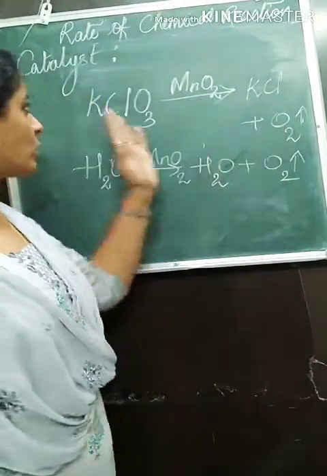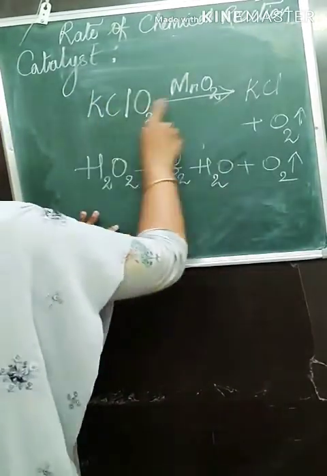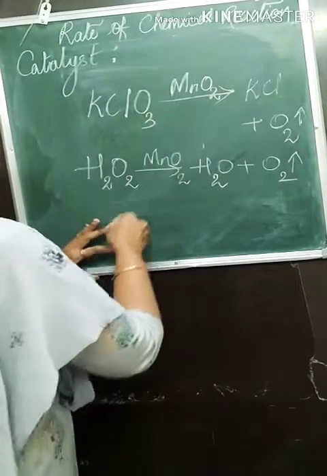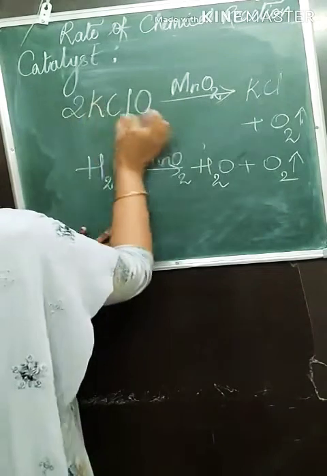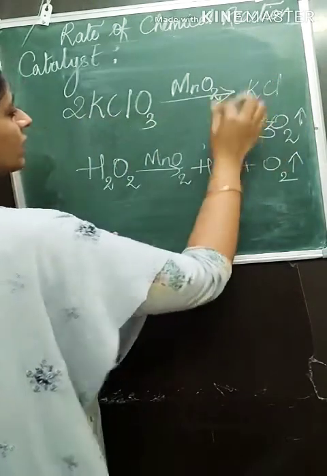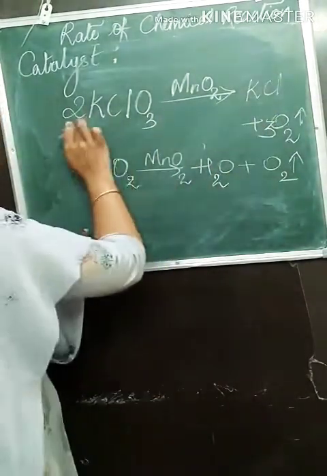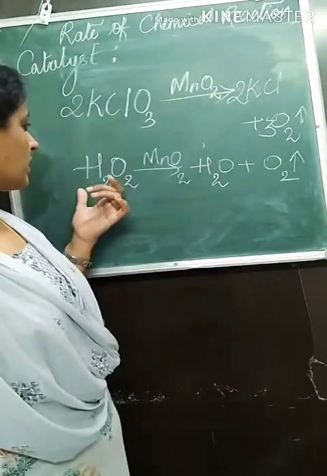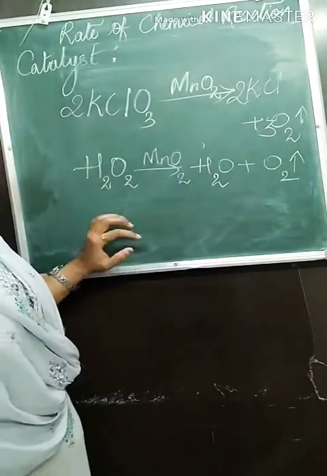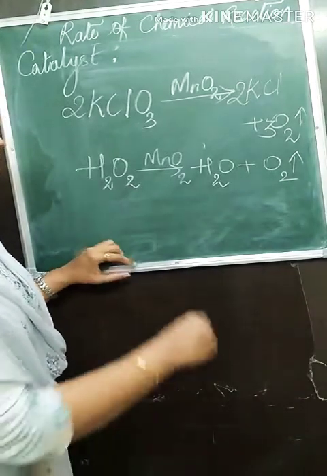So to make a note of this, see whether it is balanced. KCl. Here 3 and here 2. So we'll put a 2 here. So this will become 6. We'll put a 3 here. 6 oxygen. Now we'll have to put a 2 for KCl. This is also balanced. Here we have oxygen 2.